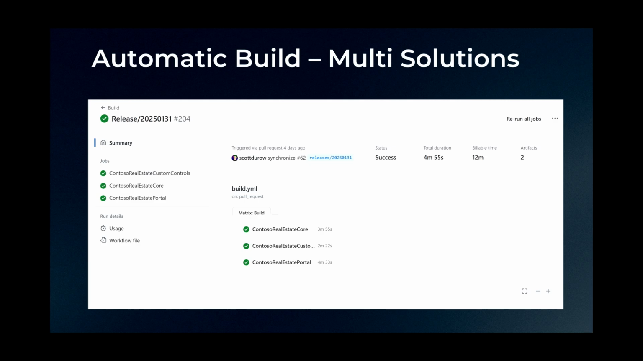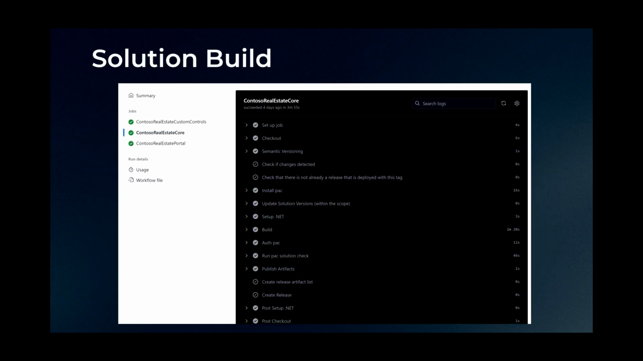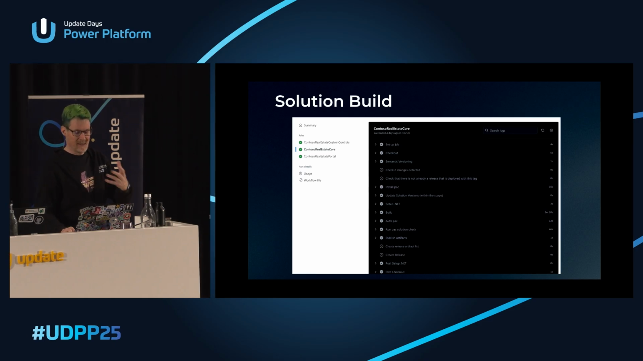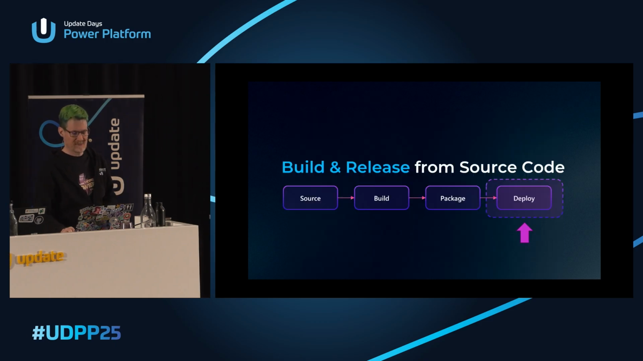It's using GitHub just simply to allow you to do it easily. You can simply fork that repo, and there are instructions on how to set all this stuff up. But you can see there's 3 separate steps, the steps for each of those individual solutions. But what it will do is it will check. So you can see here that it's checking if there are any changes, and it only then goes and does a build if those changes have been in place. So it's authorizing with the pack CLI, and then it's doing the solution check, and then it's publishing the artifacts.